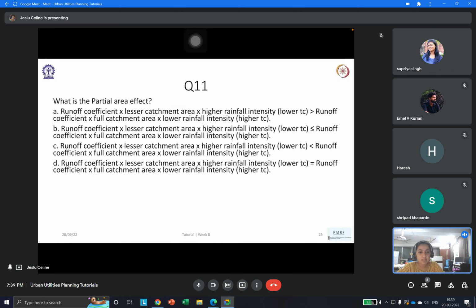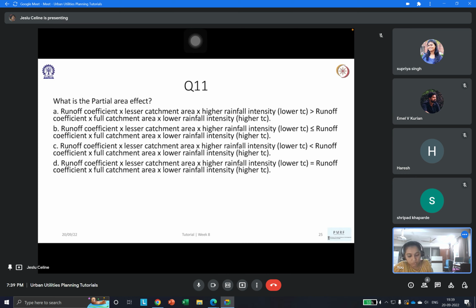Anybody else, any guesses? What do you think? Is it option A or B? Shripad, Harish, ML, anybody? Okay, so let's see what is happening over here, and then we will try partial area effect.